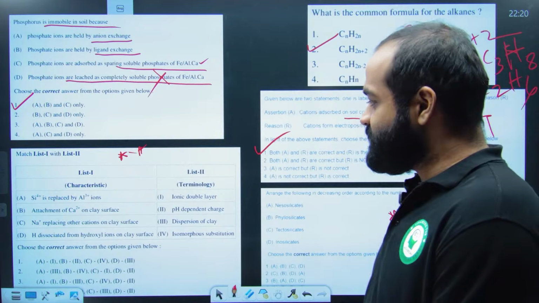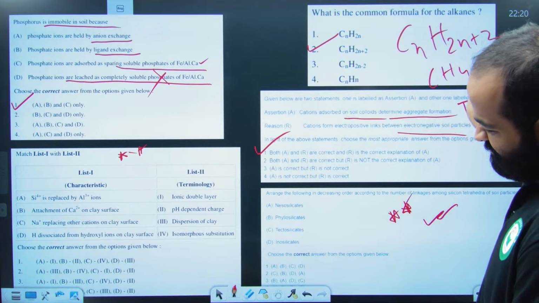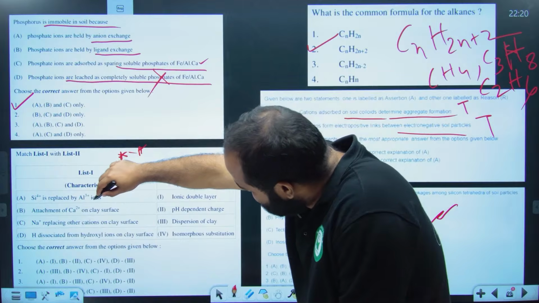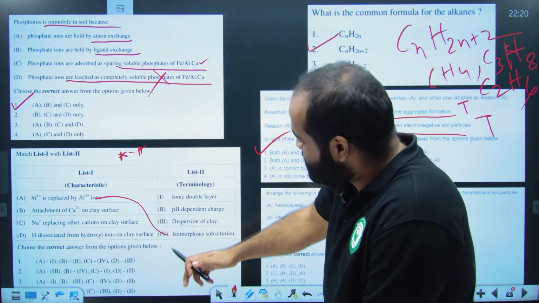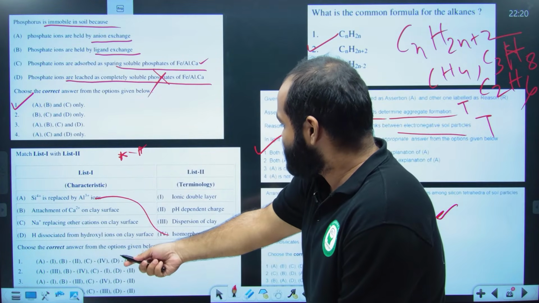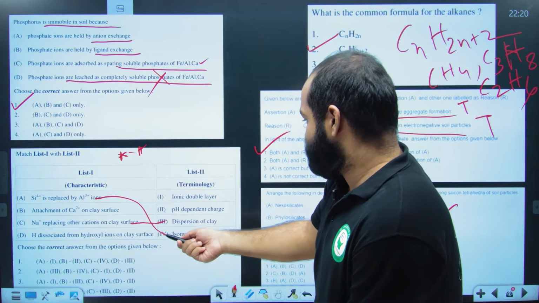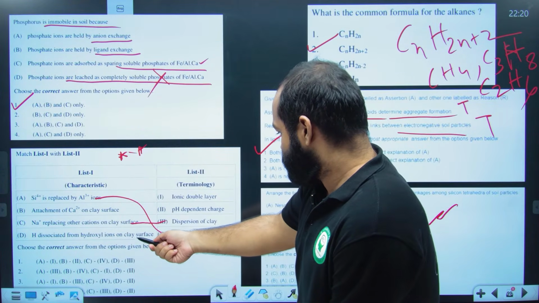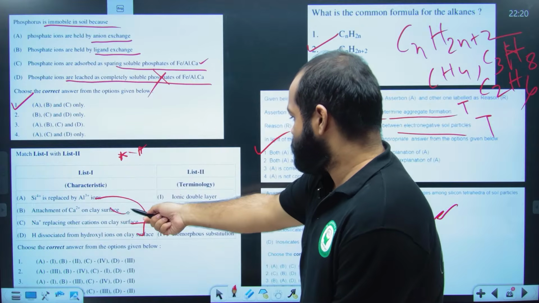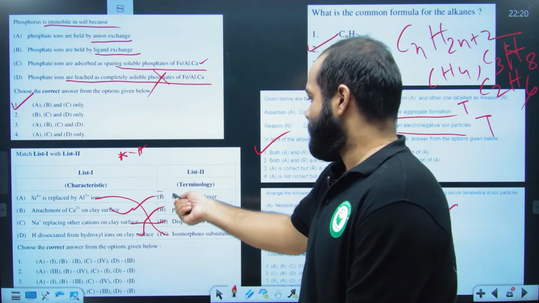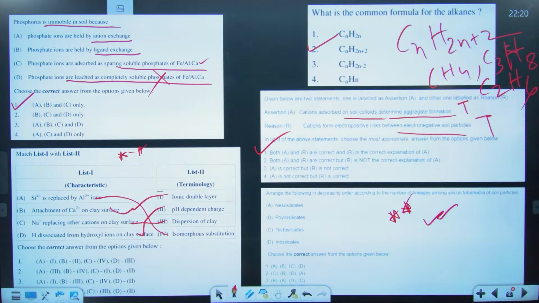So which one are you telling? Option 4, Pawan? इसको ऐसे solve कर देते हैं भाई, option देखने का जरूरत नहीं है. Attachment of Ca2 plus, Na plus is dispersion. This is pH dependent. Attachment is ionic double dash, है ना? This will be the answer.